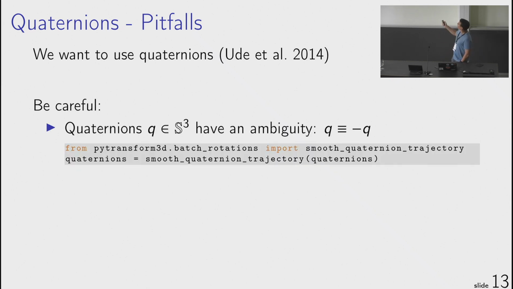So how do you fix this double cover problem? You first have to pre-process your data. There's an easy way to do that with PyTransform 3D. You just call this function, smooth quaternion trajectory, and then you can also use machine learning.